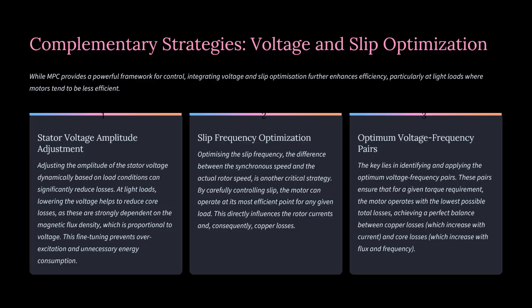Slip frequency optimization: optimizing the slip frequency, the difference between the synchronous speed and the actual rotor speed. This is the other critical stage, so be careful about controlling the slip. It lets the motor operate at its most efficient point for any given load, directly influencing the rotor current and consequently copper losses. For optimum voltage and frequency, the key lies in the torque requirement; the motor adapts copper and core losses, which increases the flux and frequency.